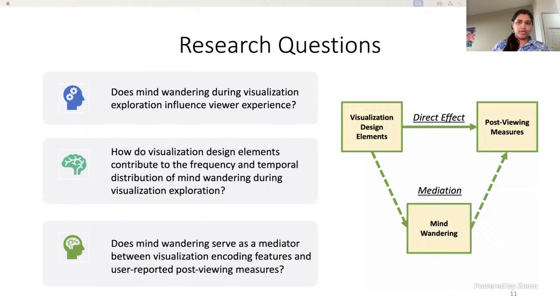We use structural equation modeling to examine this interplay, and we have several interesting results throughout the paper. But in the interest of time, I'm going to focus on the main findings, and I encourage you to look at the paper to see the rest.